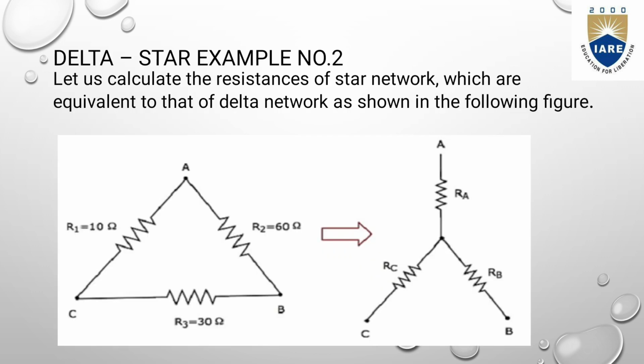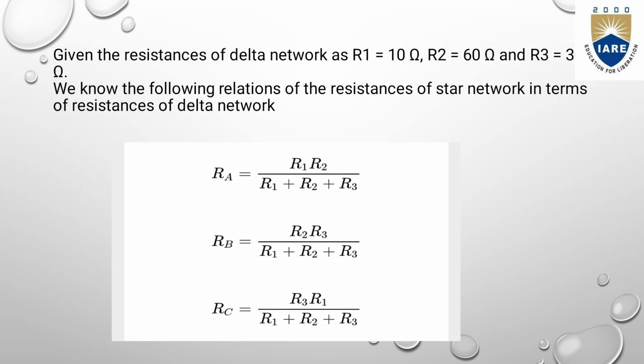So we'll see another example for delta star conversion. As you can see in the picture, we have to convert the delta network to a star network. Here we are given three resistors: R1 is 10 ohm, R2 is 60 ohm, R3 is 30 ohm. We know that we can use formulas to convert it to star. We know the following relations of the resistances of the star network in terms of the resistances of the delta network.